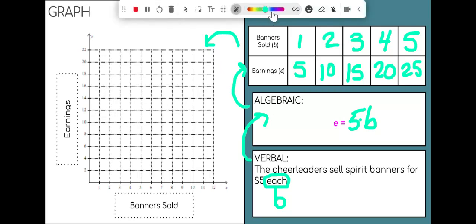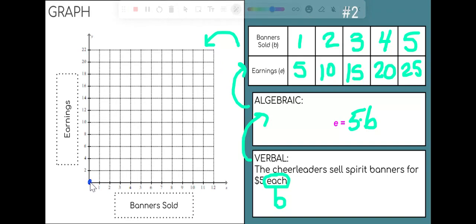Now, if I sold 0 banners, I make $0. So we're going to start at 0, 0, and then we're going to plot these points. 1, 5, so 1 banner on the X, $5 on the Y. Now, we don't have a 5 on our Y-axis, but we know 5 is between 4 and 6. 2 banners is $10. 3 banners is $15. Again, we don't have a 15, so it goes between that 14 and 16. 4 banners is $20, and we actually don't have enough space. We don't have 25 on our visible y-axis, so we're not going to worry about that last one.